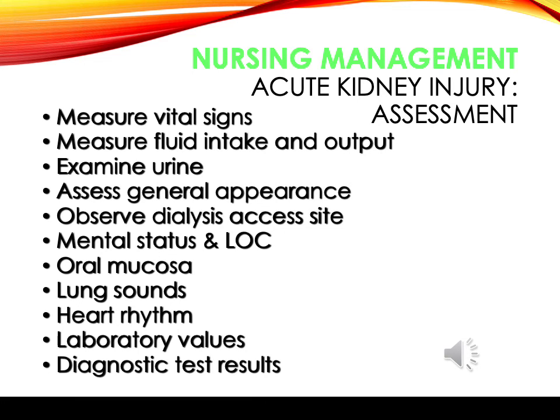The nursing management for acute kidney injury includes monitoring vital signs, intake and output, getting daily weights on these patients, examining their urine, assessing their overall general appearance, so looking at their skin color, looking for any edema, any neck vein distension or bruising. We're going to observe the dialysis access site if they have one. These patients don't always need dialysis with an acute kidney injury. Checking their mental status and level of consciousness, checking their oral mucosa, and that ties back into their hydration status, listening to their lungs and their heart, and also checking any lab values that are ordered.